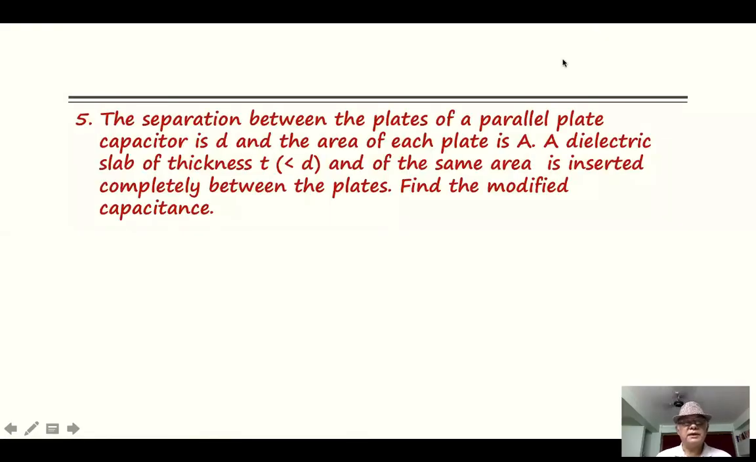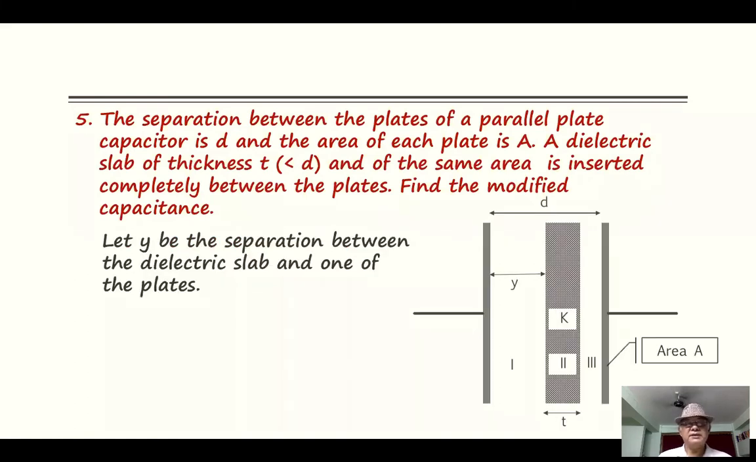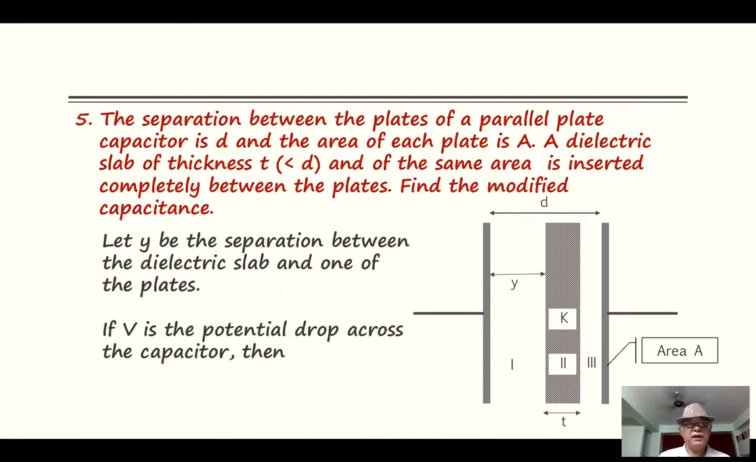Number 5. The separation between the plates of a parallel plate capacitor is d and the area of its plate is A. A dielectric slab of thickness t, which is less than d and of the same area, is inserted completely between the plates. Find the modified capacitance. Let y be the separation between the dielectric slab and one of the plates. If V is the potential drop across the capacitor, then V is equal to V1 plus V2 plus V3, equation 1. We'll be defining V1, V2 and V3 in the next slide.